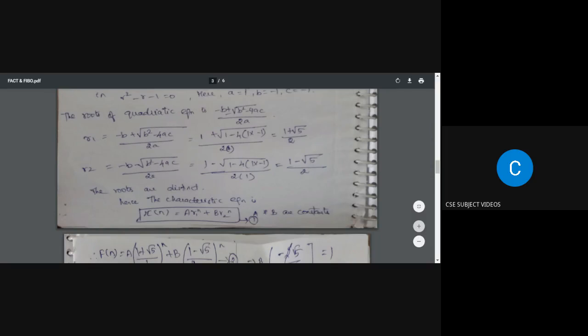x of n, or f of n, you can use whatever alphabet you like. So we can go with f of n equal to a into r. Since the roots are distinct, the equation can be formulated as a into r1 to the power n plus b into r2 to the power n. Here a and b are constants.